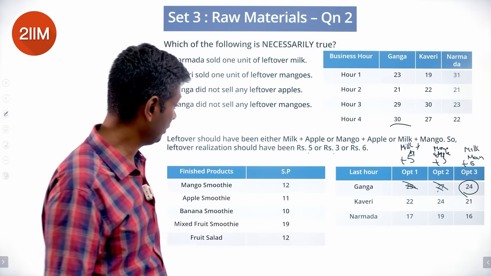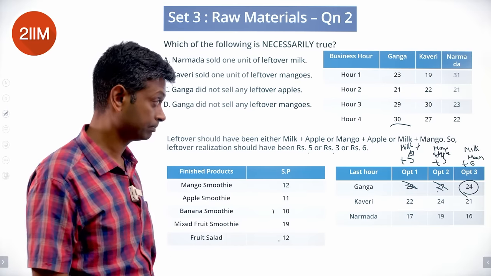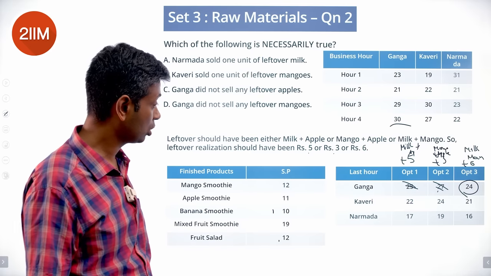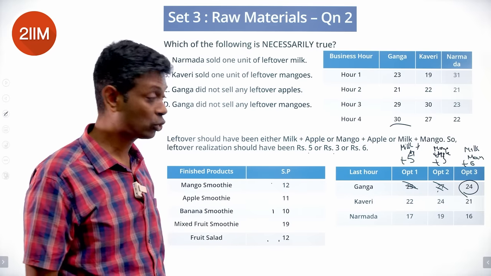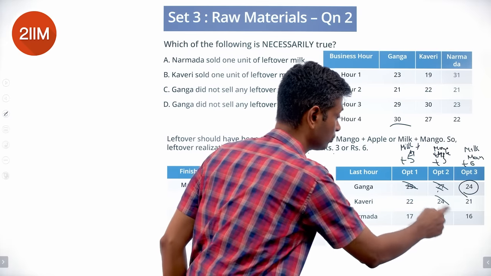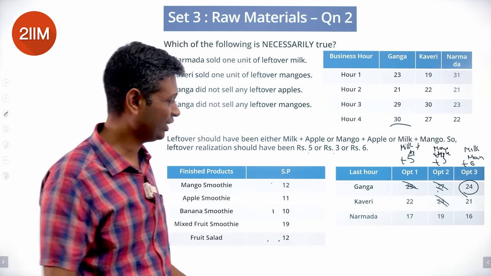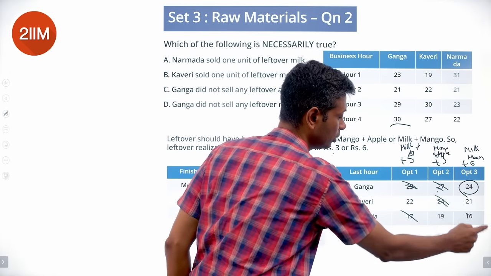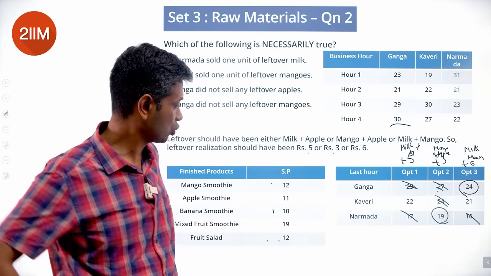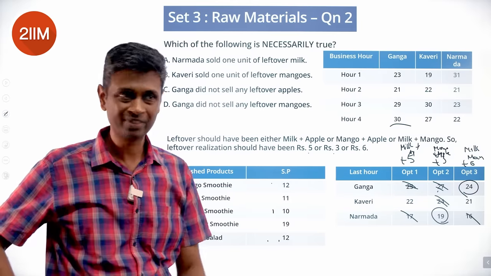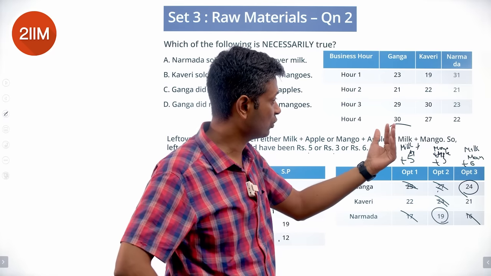Now let's go to Kaveri. 22 is possible, 12 plus 10. 24, 12 plus 12, no, 12 plus 12 is not possible because mango smoothie she cannot sell. So 21 is 11 plus 10, that's also possible. Narmada, 17 is not possible, 16 is not possible, 19, brilliant. So Narmada has sold 1 mixed fruit smoothie and has had mango and apple left over for the last hour.